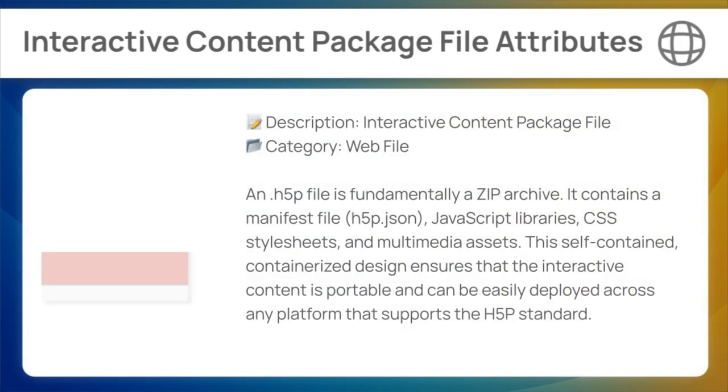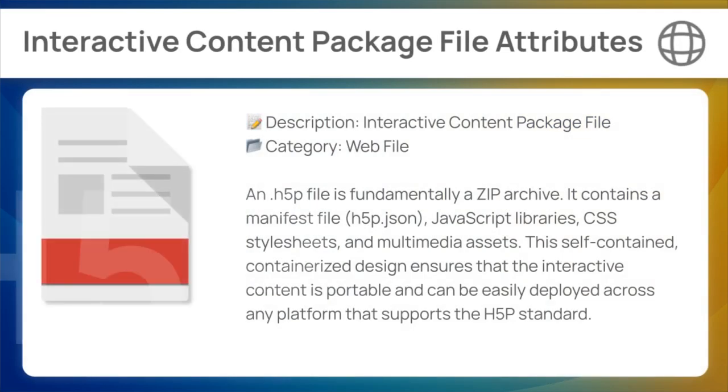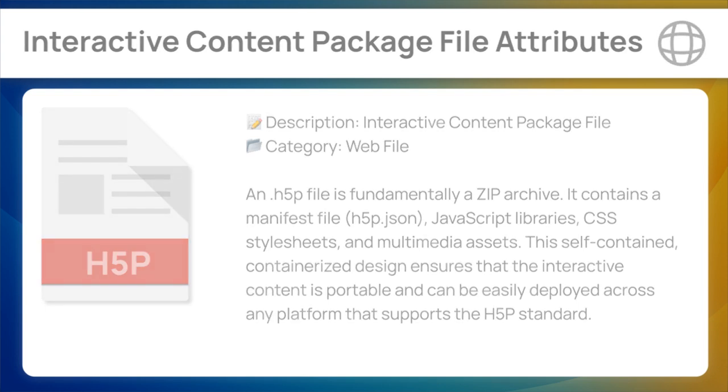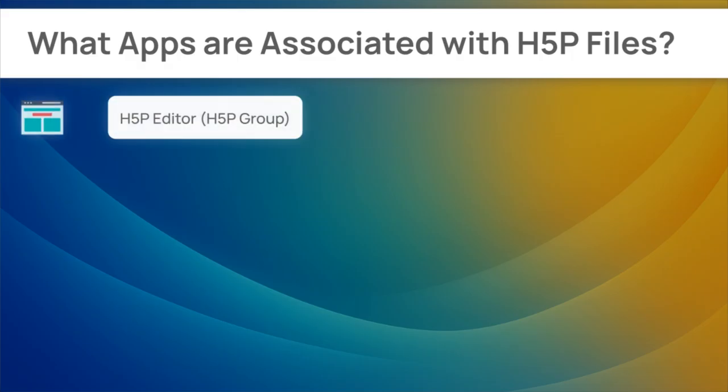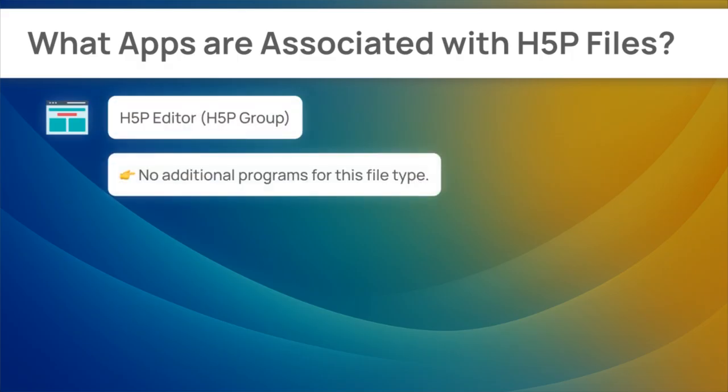An H5P file is fundamentally a zip archive. It contains a manifest file, H5P JSON, JavaScript libraries, CSS style sheets, and multimedia assets. This self-contained, containerized design ensures that the interactive content is portable and can be easily deployed across any platform that supports the H5P standard. The H5P data container is optimally managed by H5P Editor developed by H5P Group.